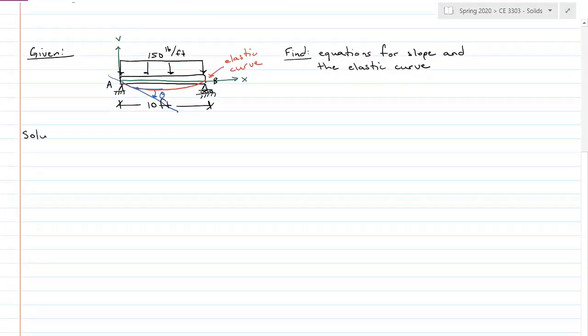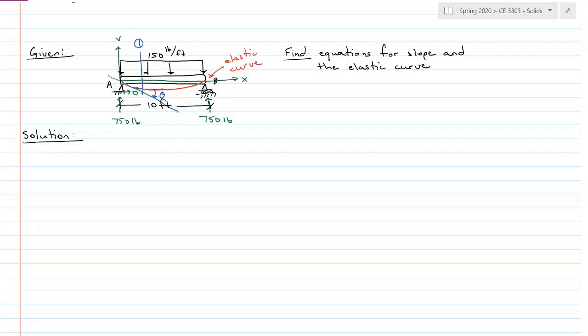Solution is going to start exactly like shear and moment equations in terms of x. I'm going to have one set of equations because I only have one load acting along the entire length of the beam with two supports. So I'm going to have one section here. Because this is symmetrically loaded and symmetrically supported, my reactions are going to be symmetric. So this is 750 pounds on the left side at A, and 750 pounds on the right side at B, and Ax is going to be 0 because I don't have anything acting in the x direction.